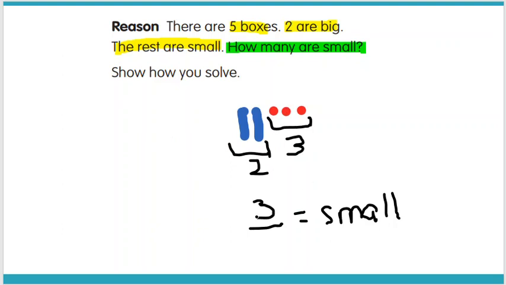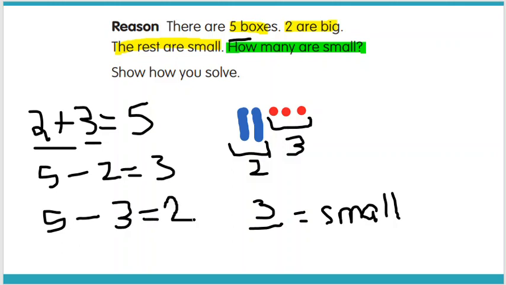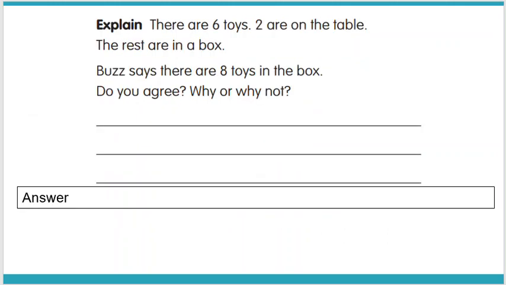I know that it's 3 small, but I can also make this into a number sentence as well. So I know that 2 plus 3 equals 5. And so if I know that, then I also know that 5 minus either of these two numbers, so 5 minus 2 is going to equal 3. And I also know 5 minus 3 is going to equal, can you guess it? Do you know? Yeah, 2. You're right. 5 minus 3 equals 2. So how many are small? There are 3 small. I can use that count on strategy to solve that.